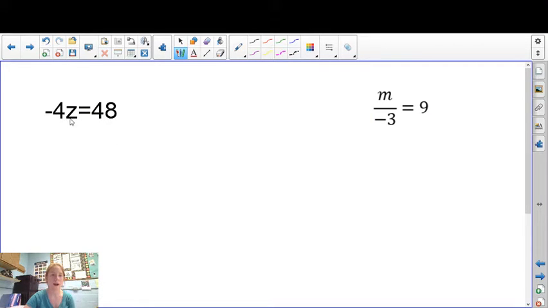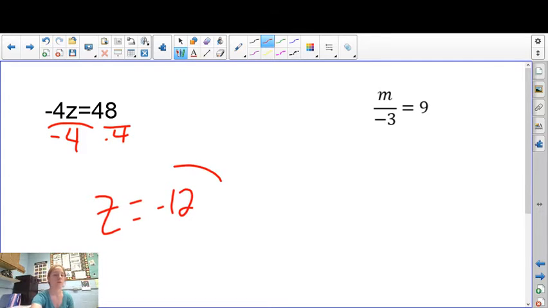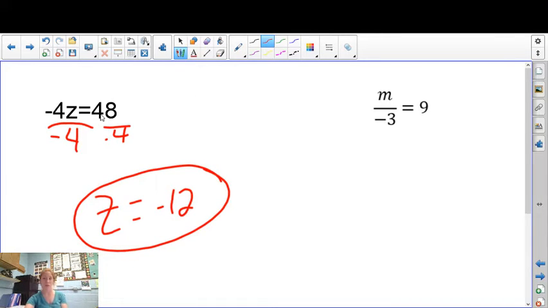Next idea, I have my z and my -4, they're stuck together. When they're stuck together, that's multiplication, even though it's invisible. So to undo invisible multiplication, I'm going to divide. And since my 4 is negative, I need to bring that negative sign with it. So z is equal to -12. And why do I know it's negative? Well, originally my 48 is positive. Positive divided by negative should give me negative, so my answer should be negative.